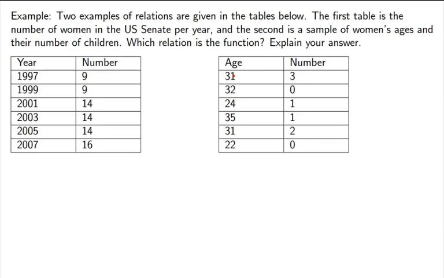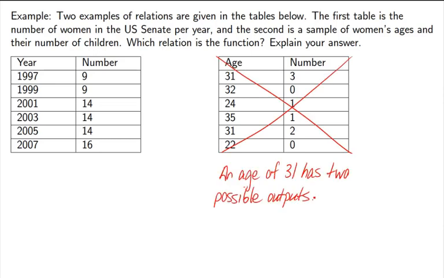The one piece of information that I'm looking at that's a little bit odd to me is the fact that there is a 31-year-old and another 31-year-old, and the first one has 3 children, but the second one has only 2 children. So if you treat this as a function, it would insist that given an age as an input, you can output the number of children. But right here, 31 as an input does not give you a unique output. It could give you 3 or 2. So let's make a note of that. An age of 31 has 2 possible outputs.